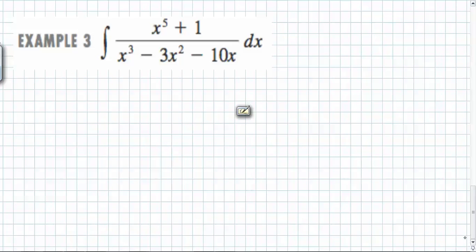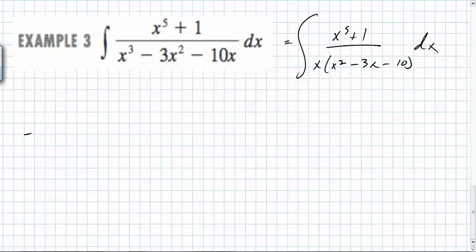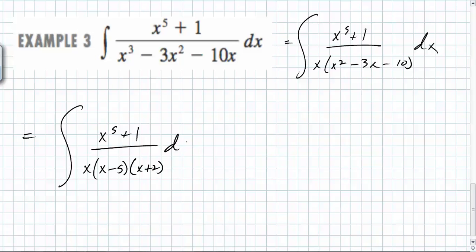Since we have a target already, what's this integral going to be? It's going to be x to the 5th plus 1 all over x times x squared minus 3x minus 10. So you end up with the integral of x to the 5th plus 1 over what? x plus what? x plus 2.